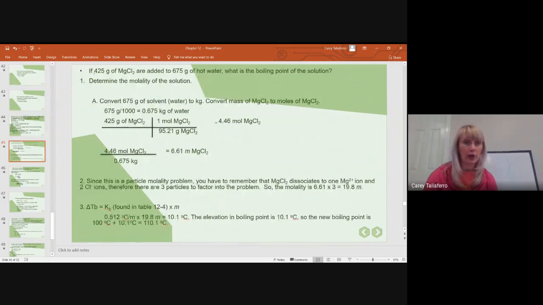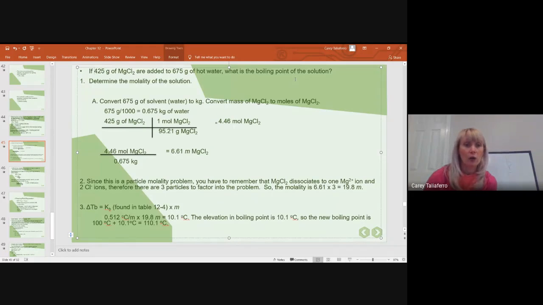I'm going to use magnesium chloride as our example because that dissociates into 1 magnesium ion and 2 chloride ions. So keeping that in mind, let's read the problem. If 425 grams of magnesium chloride are added to 675 grams of water, what is the boiling point of this solution? All right. Well, the first thing I've got to do is figure out the molality, because then I can use ΔT_b equals K_b times the molality.